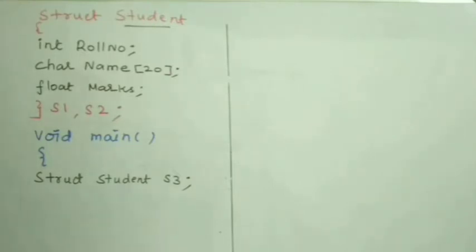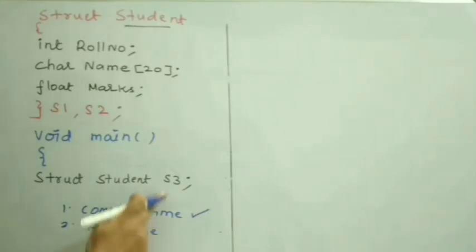Next, if I want to initialize value for this variable, how to initialize value for this structure variable? I may initialize value for the structure variable in two ways. One is during compile time, that is, when I am declaring the structure variable, there itself I may initialize value. Or else during run time or execution of my program, I may initialize value for the structure variable using the assignment operator, that is equal to.